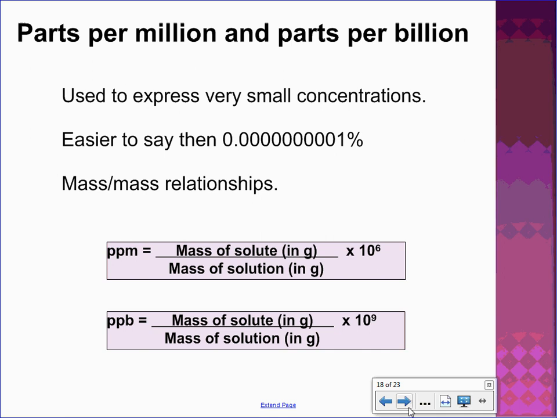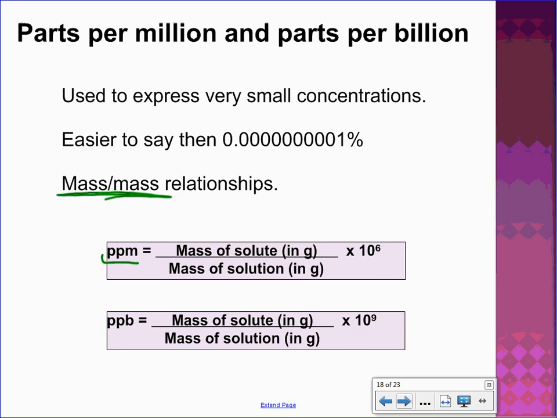In the next type of concentration calculation, we start to get into parts per billion and parts per million. The reason why we use parts per million and parts per billion is that it's used to express very, very small concentrations. It's a lot easier to say parts per billion or parts per million than to say 0.00000000001%. And with parts per million and parts per billion, it is a mass-mass relationship, but instead of multiplying by 100, we're either going to multiply our answer by 1,000,000 or by 1,000,000,000.